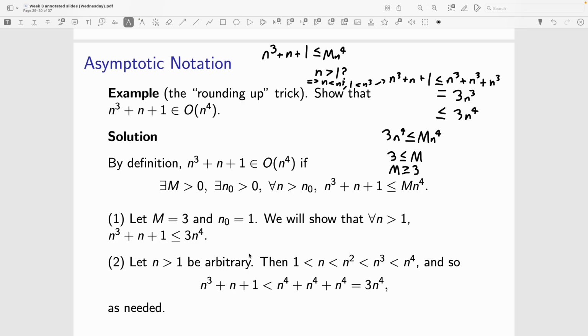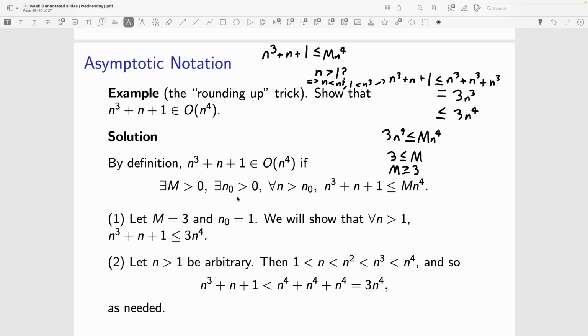We start by defining specific values for the existentially quantified variables. So there exists an m and there exists an n naught. And we just take these directly from the constraints we just found. m has to be greater than or equal to 3. What's the simplest value that satisfies this constraint as well as the definition m is greater than 0? Well, it's 3. Oh, easy.